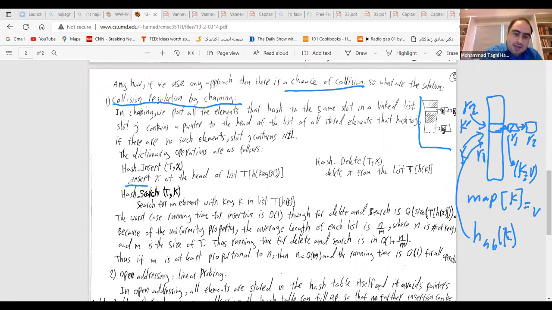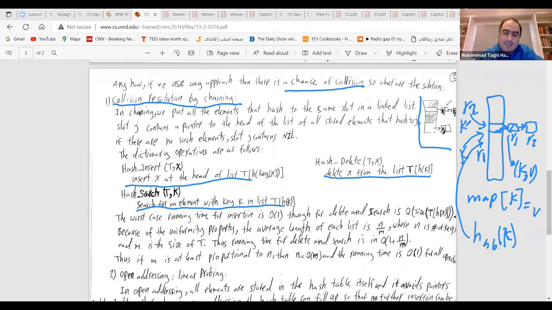We can insert X at the head of a linked list, or we can search. Whenever we want to search, we are searching with a key in the list, this one H of K, and again they may have a different key. So we cannot just remove this key here; we need to also keep the original key, because different keys may be hashed to the same place. So we need to keep track of what the original key K was, and then we can report the value and we can delete it from the linked list. So all of them would be easy.